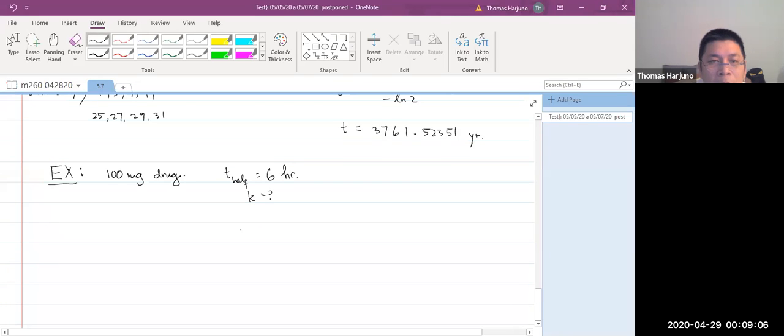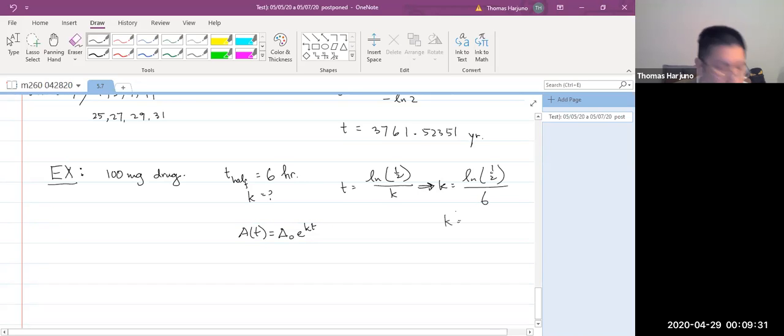The reason I want to find the k is because I want to find the formula in general. You see what I say? Now we know the half time formula is natural log of 1/2 over k. Therefore, k equals natural log of 1/2 over, in this case, 6. So my k is negative 0.1155245, I make it long. So the amount of that drug in my body will be 100 times e to the kt, where k is natural log of 0.5 over 6.